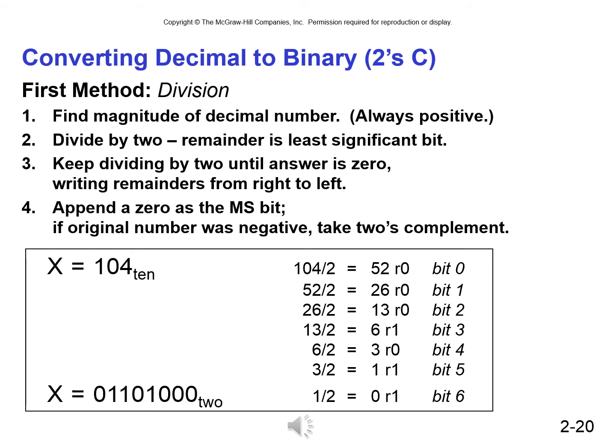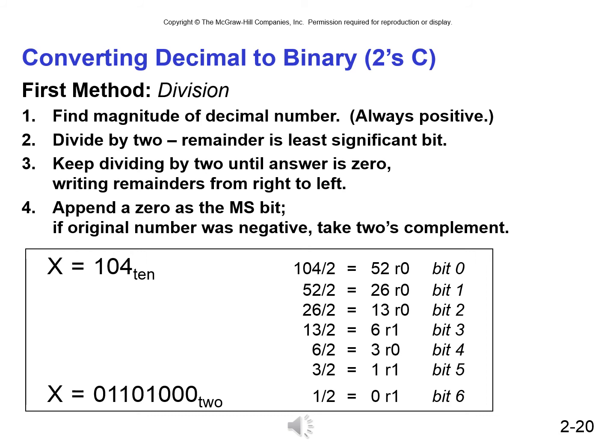52 divided by 2, 26 remainder 0. So bit 1 is 0. 26 divided by 2, 13 remainder 0. Bit 2 is 0. 13 divided by 2, 6 remainder 1. Bit 3 is going to be 1.